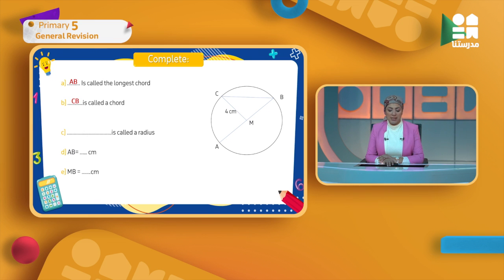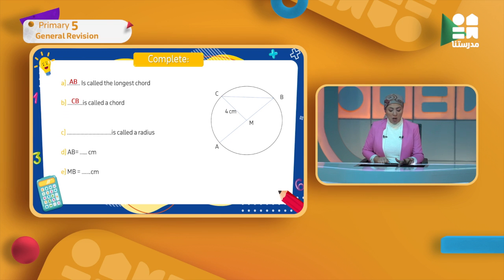Now, letter C. What is called a radius here in my circle? If you look carefully on the circle or to the circle, you will see that we have several radii. I don't have only one radius. I have several radii here. A radius is half the diameter, and it is a line that joins the center of my circle to any other point on the circumference of my circle. So here I have MB, MA, and MC.